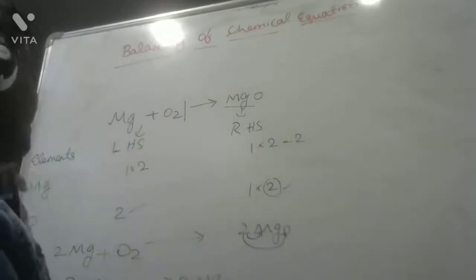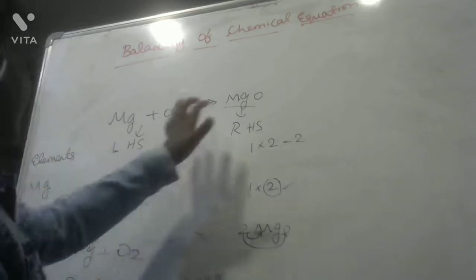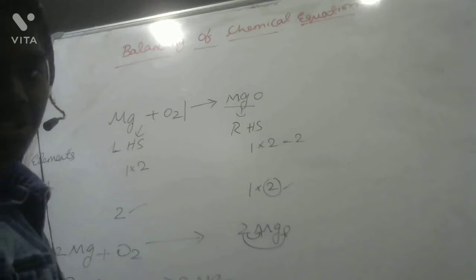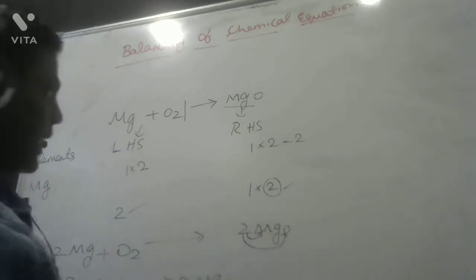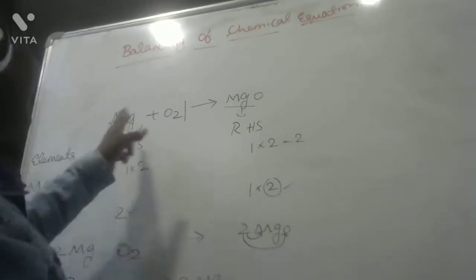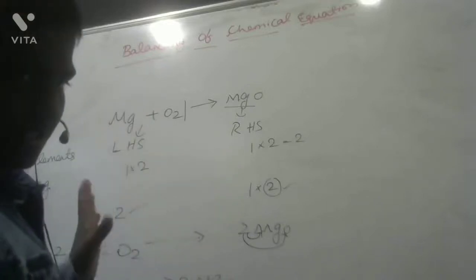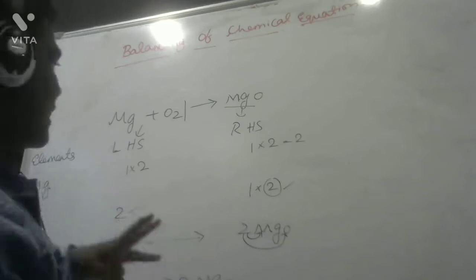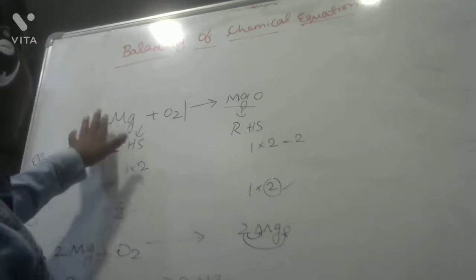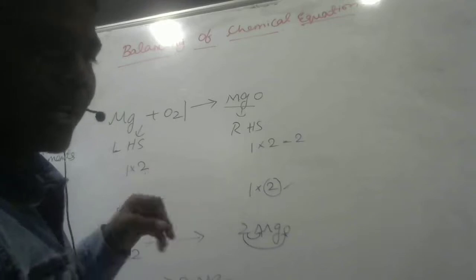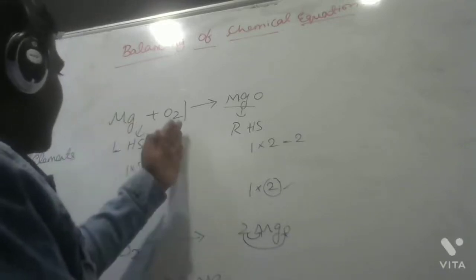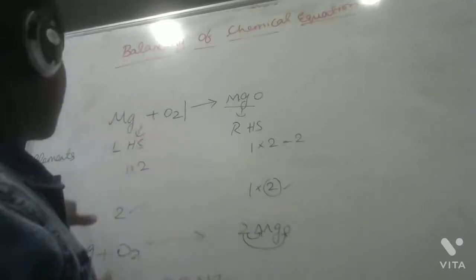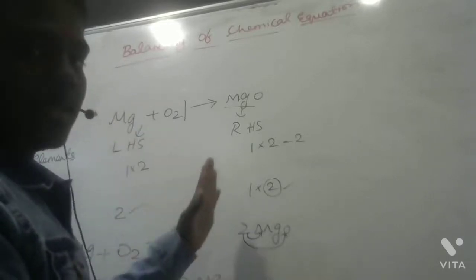Then the next step for balancing is drawing a tabular column with the rows: elements, LHS and RHS. The second step is identifying the elements in the given equation. Then the third step is writing all the subscripts of the elements. So we have divided LHS and RHS, writing subscripts of Mg and O in LHS and subscripts of Mg and O in RHS.